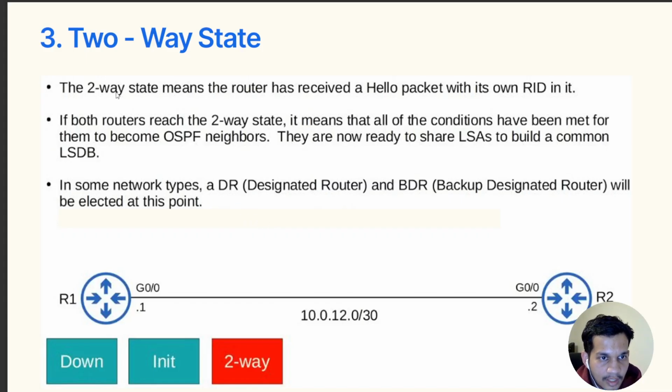The two-way state means the router has received a hello packet with its own router ID in it. If the router reaches the two-way state, it means the conditions of an OSPF neighbor have been met. So they are now ready to share LSAs. Once they become neighbors, they can share the LSAs, and in some OSPF network types, a designated router, DR, and a BDR, that is the backup designated router, will be elected at this point. You don't need to worry about this for now.